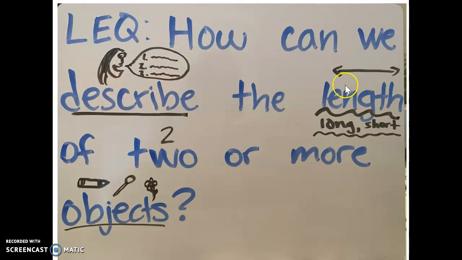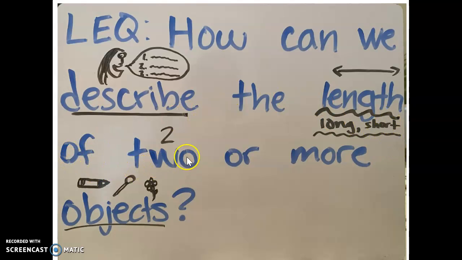And the length, if you see my line, the length is always measured sideways. And you could think of it as your class getting in line for lunch or for specials. Is that line going to be a long line or a short line? So whenever we describe the length of something, we're going to use the words long or short.